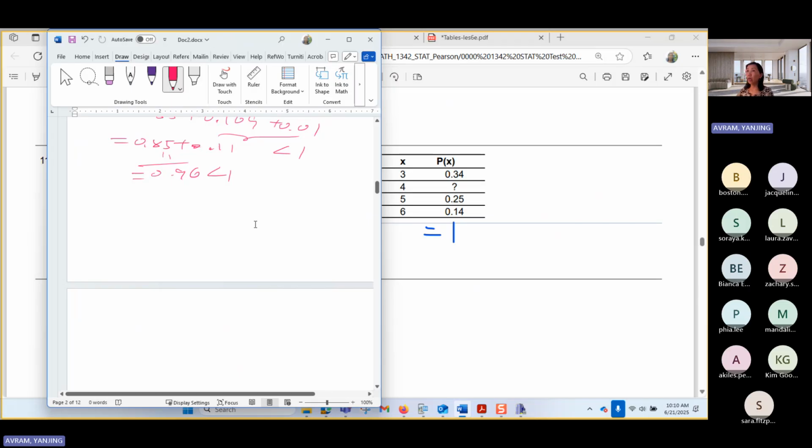Okay, so I have 0.34 plus the unknown plus 0.25 plus 0.14. This has to be exactly equal to 1, right? And then you can add all these together and subtract from 1. Okay, subtract from 1 in here. So that will be 0.25 plus 0.14, right?